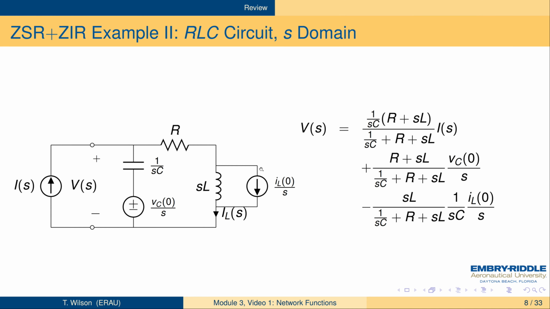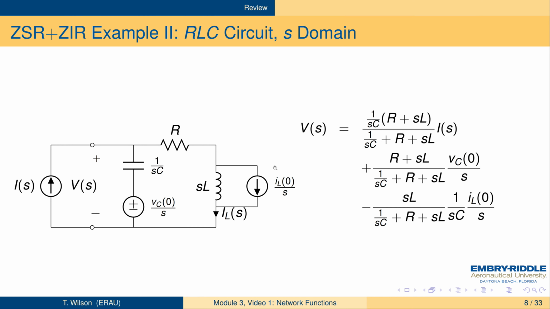And then the voltage due to the IL of 0 current source. The current's coming down and going up through this impedance over here, so it's against the polarity of the VS here. So we're going to get a negative due to this. And then we find the current using current divider, which would be sL, the other impedance, over the sum of the impedances, 1 over sC plus R plus sL, times the impedance in question, 1 over sC, and then times the source strength, IL of 0 over s.